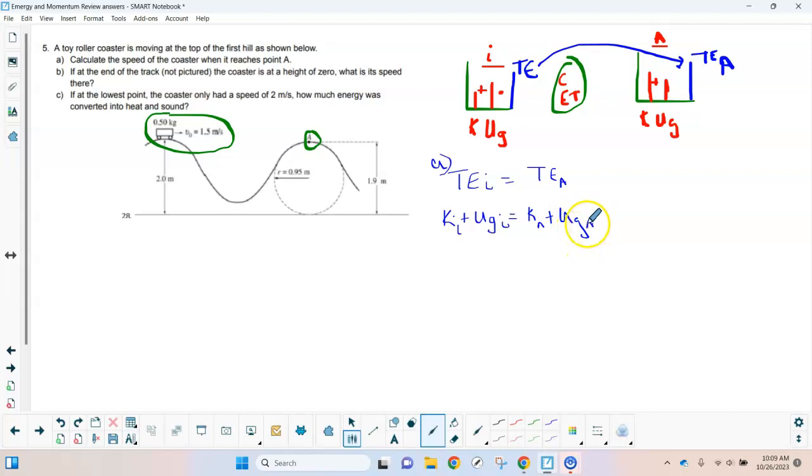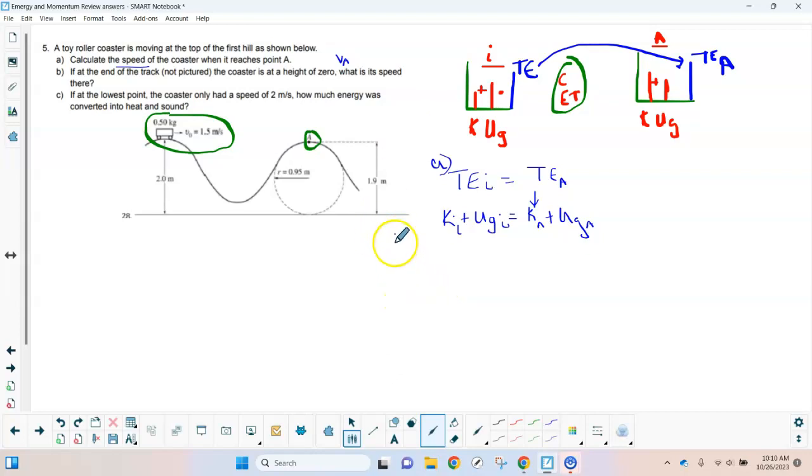And sometimes this is confusing for people because they're like, well, I'm just looking for a speed. So can I just do kinetic energy? Yeah, I mean, that's where the speed is going to come in here. We're going to look for VA essentially. But you got to understand the other energies and how they're transforming and transferring in order to be able to solve for that. So we're just going to plug in the values now.